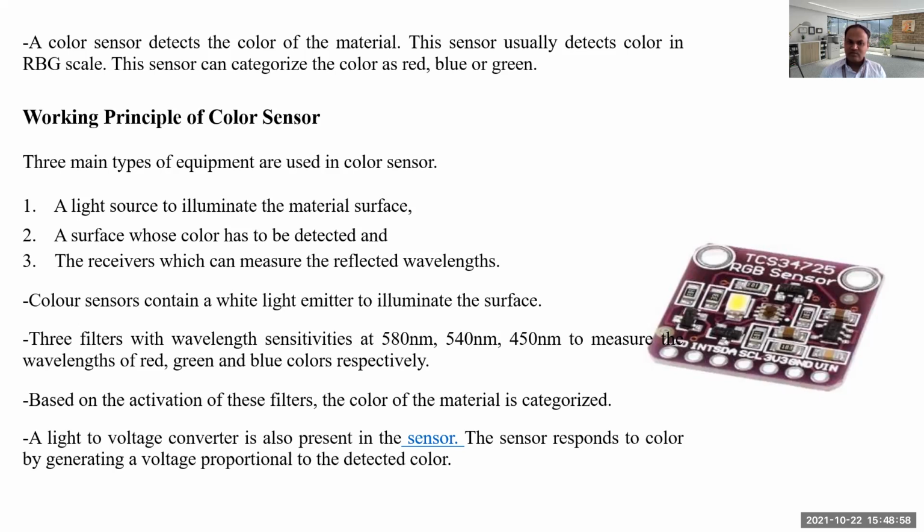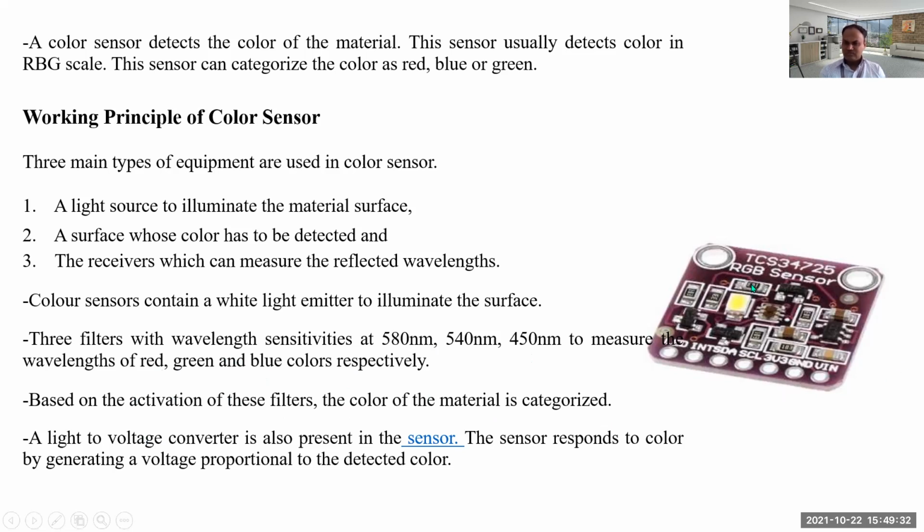Color sensors contain a white light emitter to illuminate the surface, and three filters with wavelength sensitivity of 580 nanometer, 540 nanometer, and 450 nanometer to measure the wavelengths of red, green, and blue colors respectively. You can see there is a wavelength difference of 580, 540, and 450 for red, green, and blue colors. Based on the activation of these filters, the color of the material is categorized. So this is the simplest kind of RGB sensor.